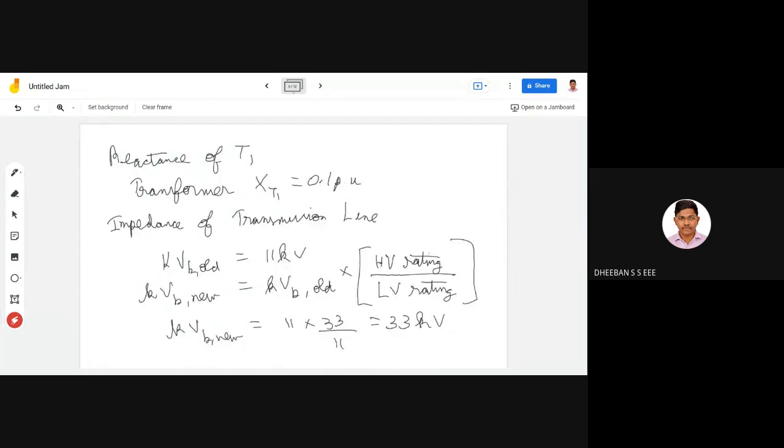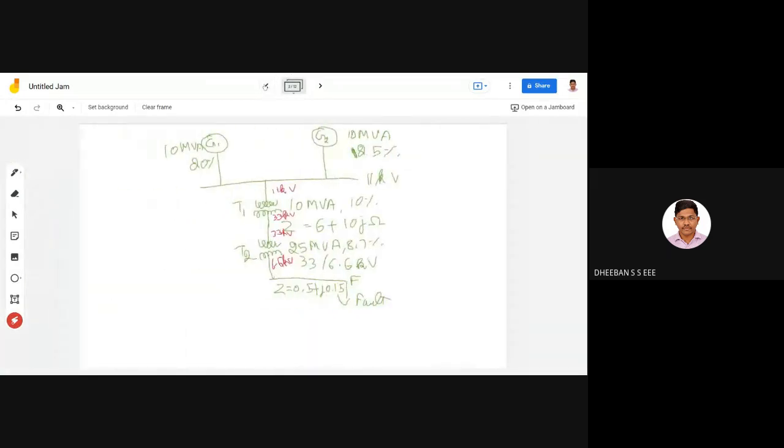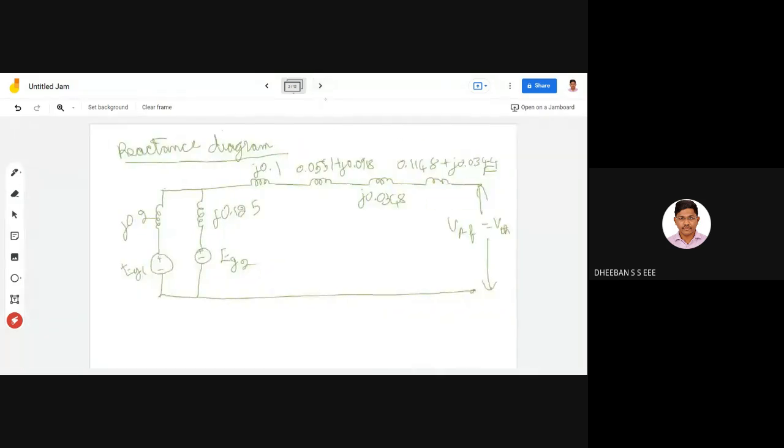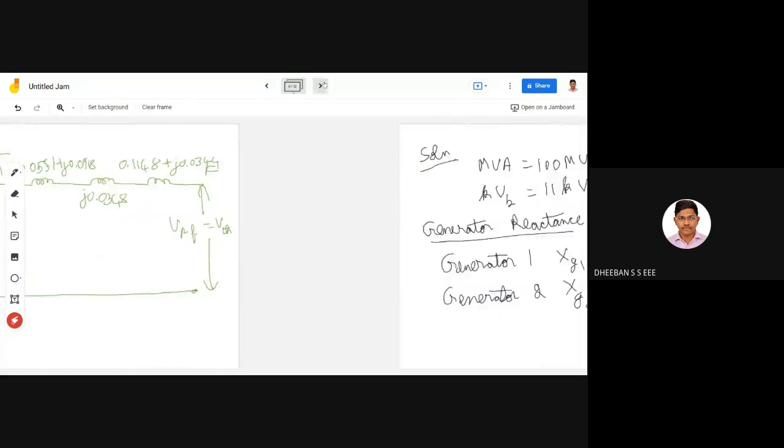Coming to the transformer T1, your voltage is stepped from 11 kV up to 33 kV. The transformer reactance XT1 they have given as 0.1 per unit, and after that you are making a jump. Just remember, as with the first unit, from here to this side you'll be making a jump. So what happens after performing the jump?